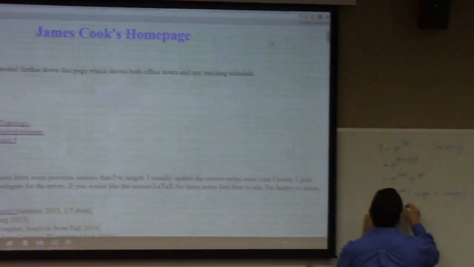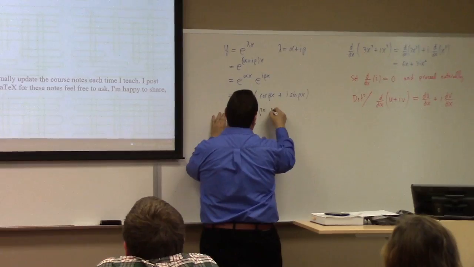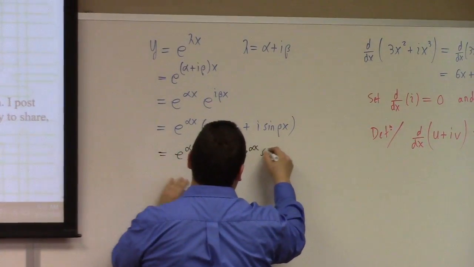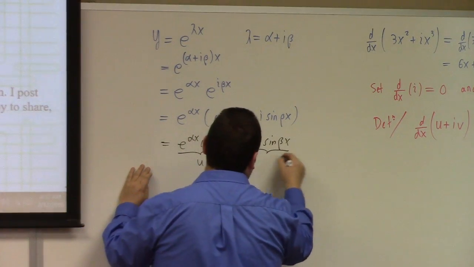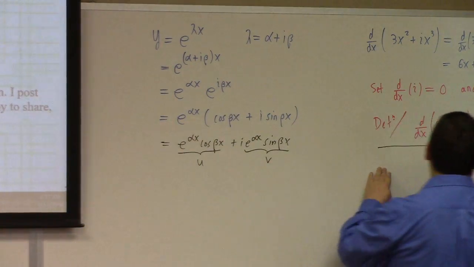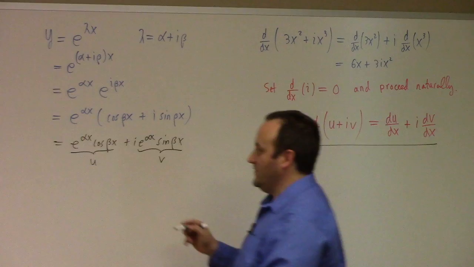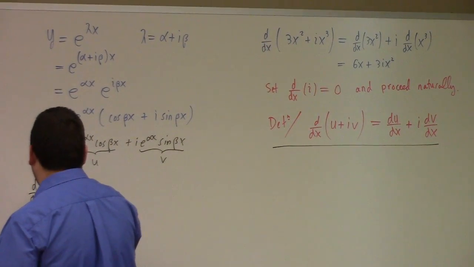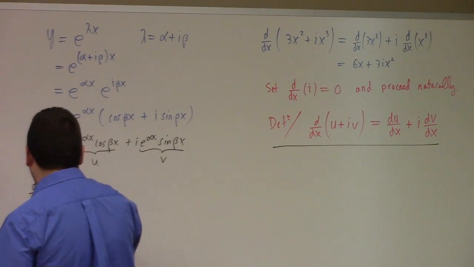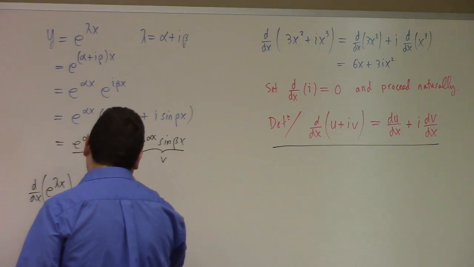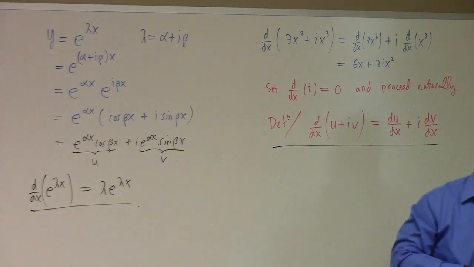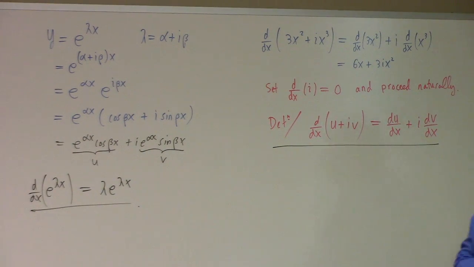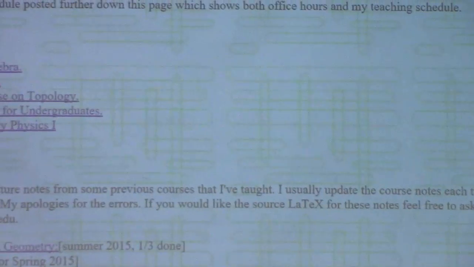This is e to the alpha x cosine beta x plus i e to the alpha x sine beta x. So this is like the u, and this is like the v in this definition over here. So I'm telling you the derivative with respect to x, even in the complex case, of e to the lambda x is still lambda e to the lambda x. That's no longer obvious. That's not something you've proved before, probably. I doubt you've proved that before. Let me show you why it's true.